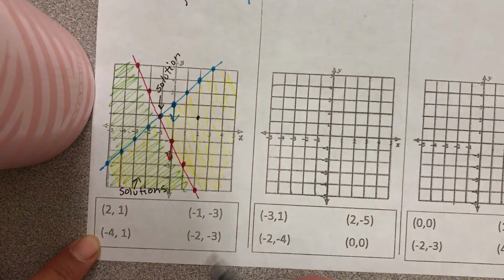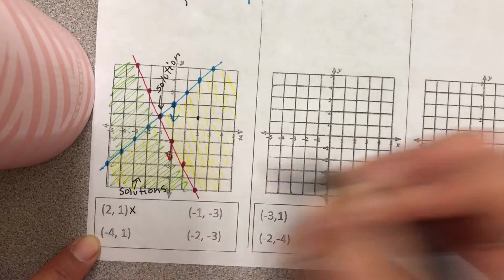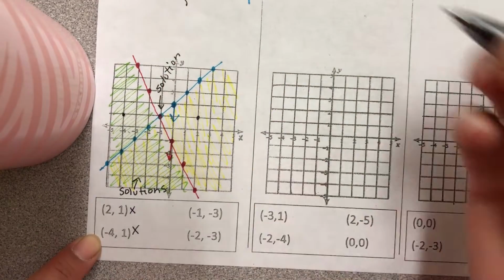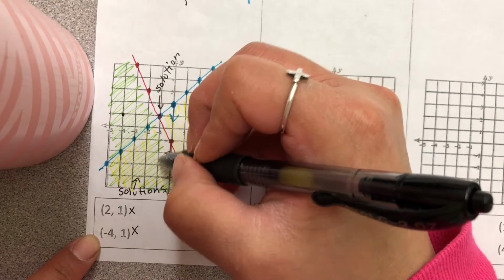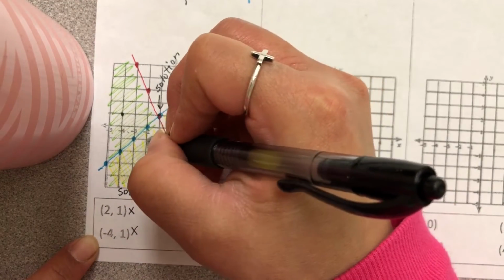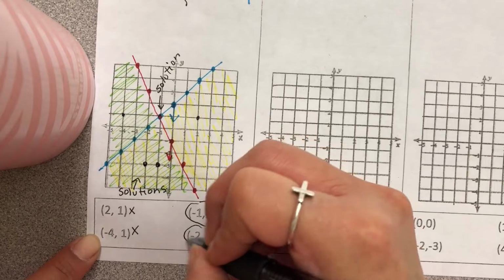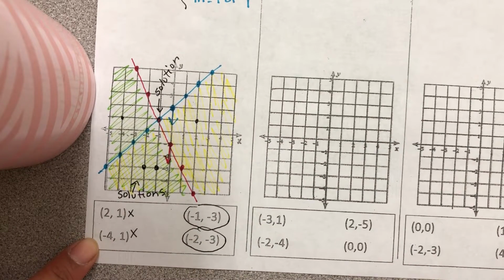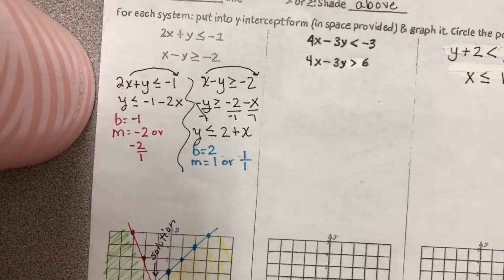2, 1. Nope. How about -4, 1? -4, 1. No. -1, -3. Yes, that's in the double shaded. And -2, -3 is also in the double shaded. Okay, so that's our first example. Let's go to our second one. So let me fold the paper so we don't get distracted with that one.